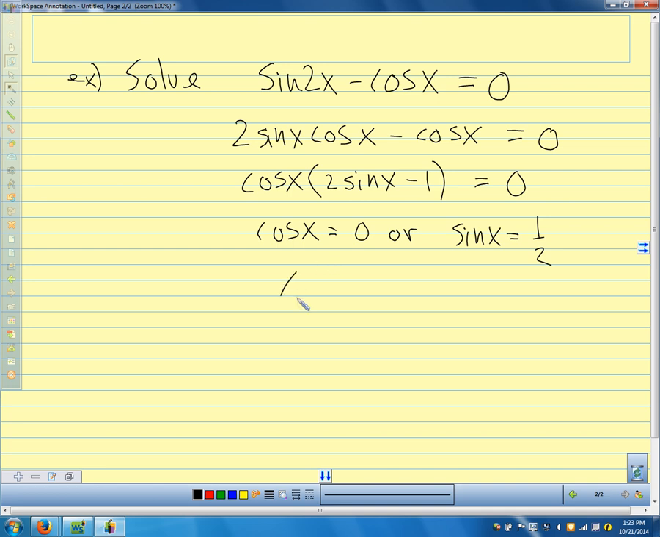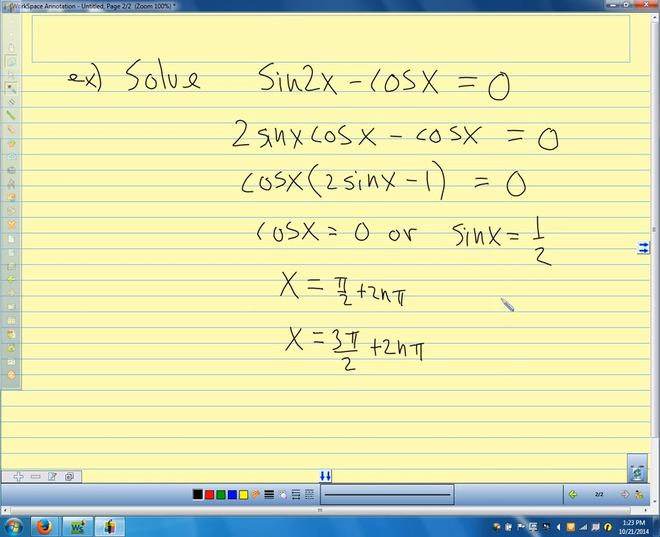Cosine x equals 0, so x equals, when is cosine 0? What is it? Pi over 2. That's one of them, plus 2n pi. And where's the other one? We're at the positive y-axis. And 3 pi over 2, the negative y-axis, plus 2n pi, gives me a cosine of 0.